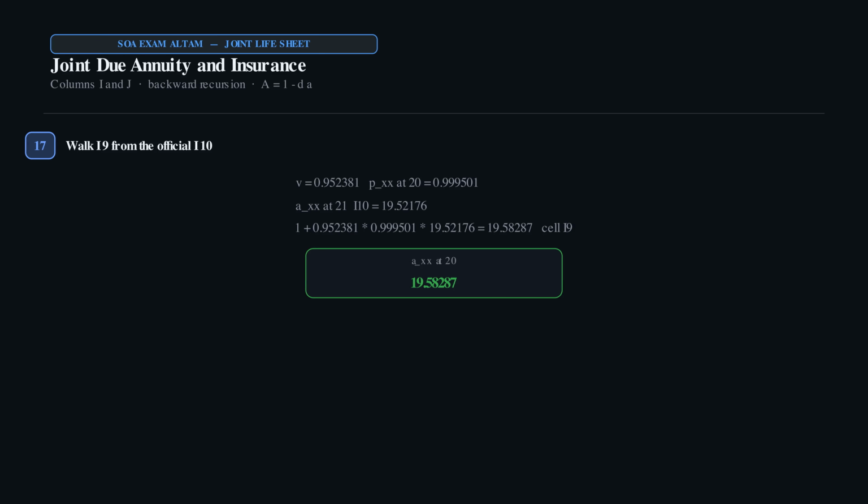I10, the age 21 annuity, is 19.52176. Multiply by V and by PXX at 20, then add 1. Cell I9 is 19.58287. That is the whole life due annuity on 2 independent 20-year-olds under this Makeham table.